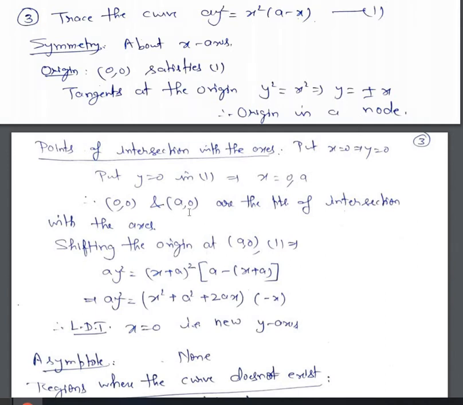And for finding out tangents at a comma 0, we shift the origin to a, 0. So we replace x by x plus a. So the equation becomes ay square is equal to x plus a whole square into a minus x plus a. Simplify it and equate lowest degree term equal to 0. Lowest degree term will be obtained from here, a square into this. So lowest degree term is x is equal to 0, which means new y-axis.